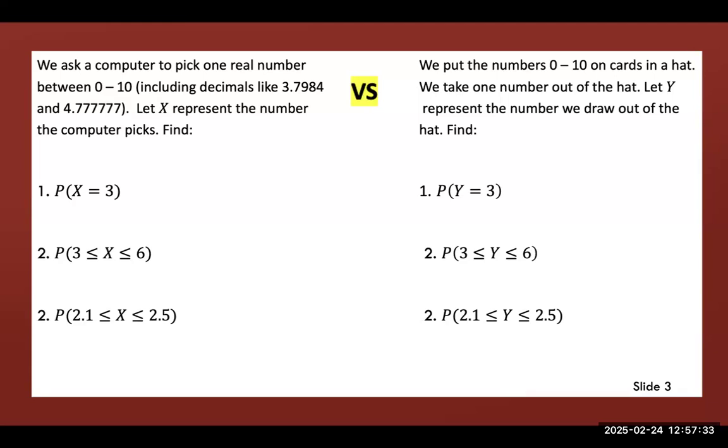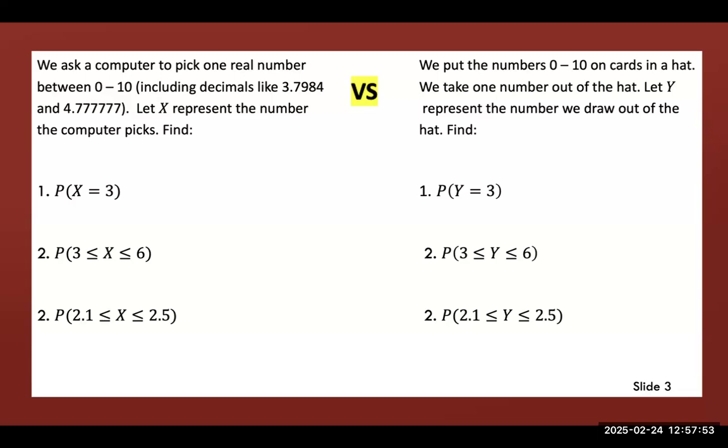Let's start with this first probability. The probability Y is equal to 3. That means I draw the number 3 out of the hat when I draw one number out of the hat. So how many numbers are in the hat? Well, there's 11 numbers because we're including the number 0. So that probability is 1 out of 11.